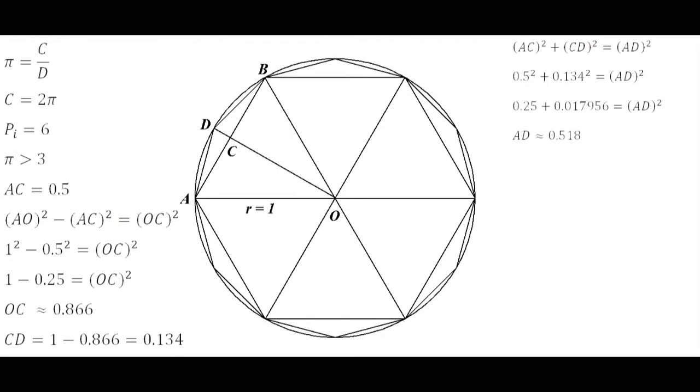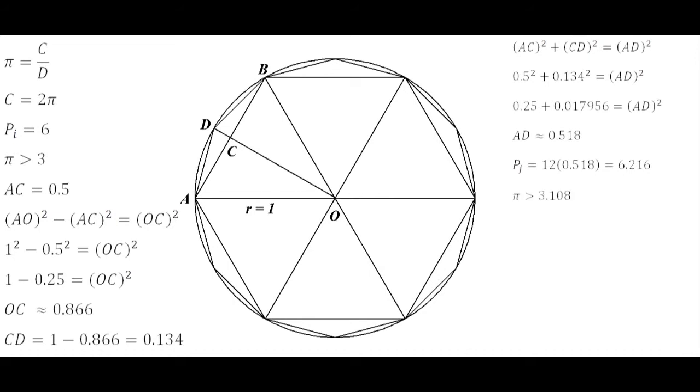As you can see, AD is one side of a 12-sided polygon, which means that the perimeter of this polygon is 12 times AD, or 12 times 0.518, which is equal to 6.216. The circumference of the circle is 2 pi, and the perimeter of the 12-sided polygon is 6.216. Therefore, 2 pi is slightly greater than 6.216, or pi is slightly greater than 6.216 over 2, which equals 3.108.